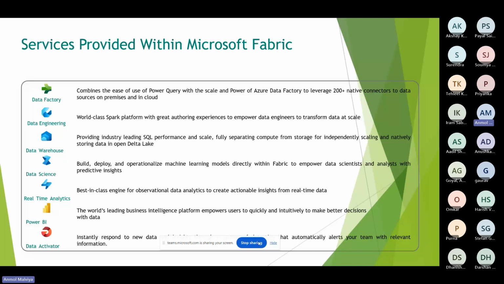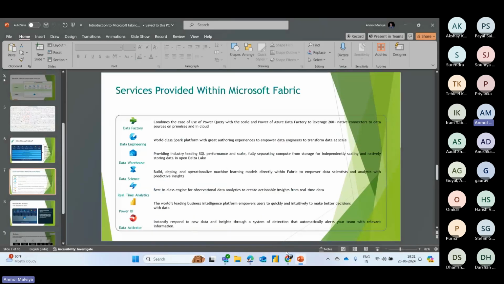And at last, we have the option for Data Activator, which will provide us an alert when a certain KPI has been exceeded, or a related custom alert that we can set. So these are a few of the services provided with Microsoft Fabric. And let's see each one of them in the Microsoft Fabric platform.